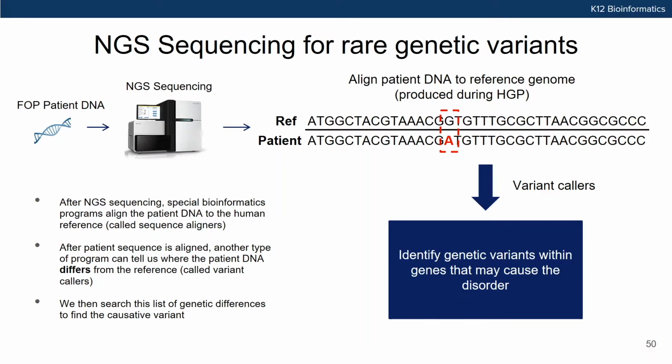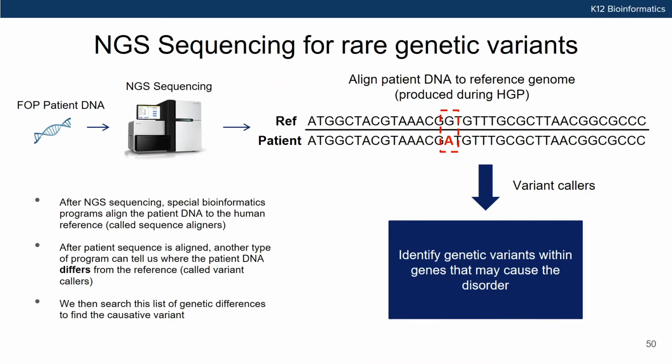Once the patient's DNA is aligned to the reference, we have special programs called variant callers that can quickly identify where the patient DNA differs from the reference. We can see one such difference circled in red for us. A change from a G allele to an A allele in the patient DNA.